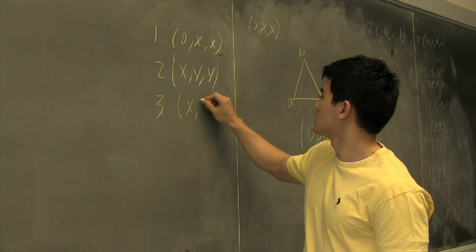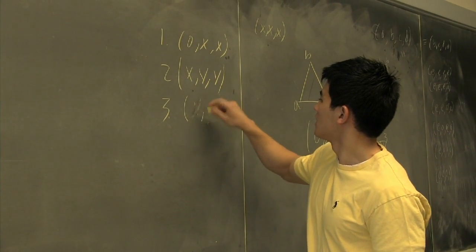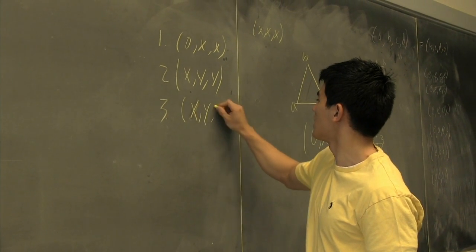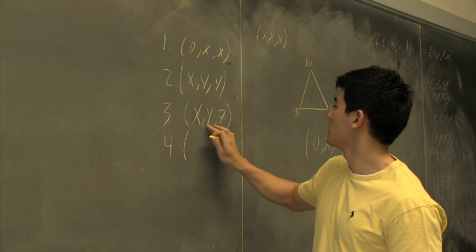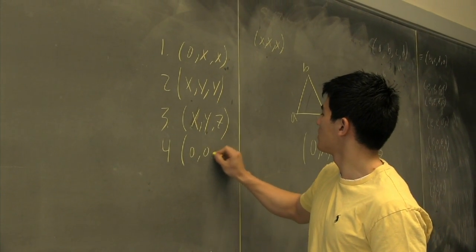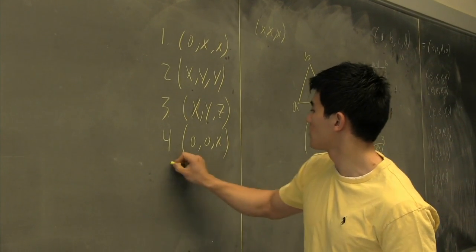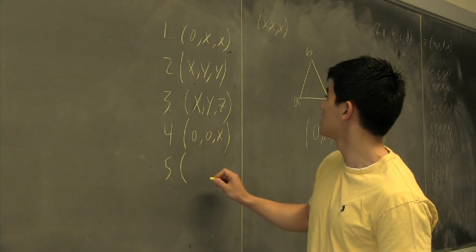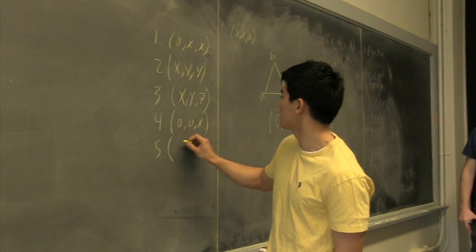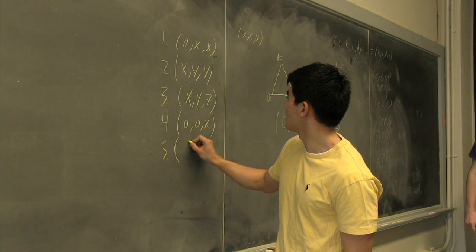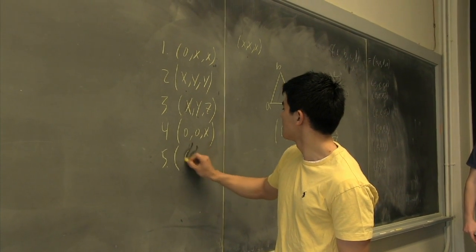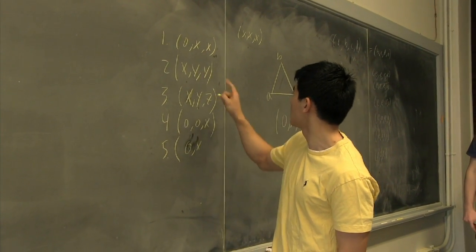And x, y, z is the other case, and then this is the fourth one, and the fifth case is going to be, yeah, I think 0, x, y is the next.